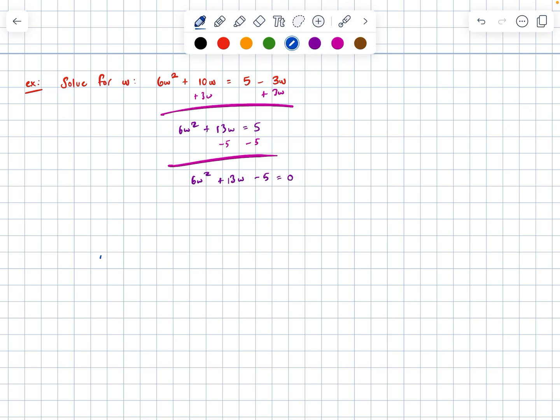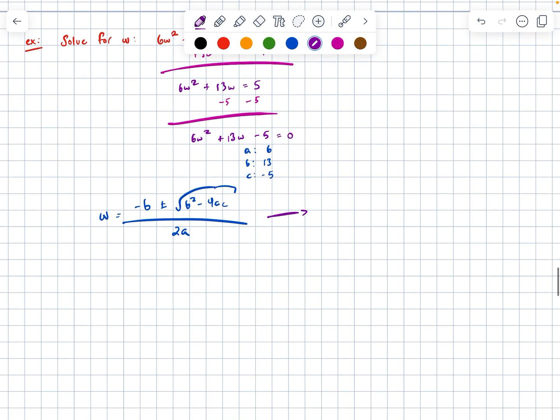Now, using my quadratic formula, this tells me that w should be equal to, once again, negative b plus or minus the square root of b squared minus 4ac all over 2a. In this equation here, I need to find my values of a, b, and c. At the front, my value of a is 6. In the middle, my b is 13. And c at the back is negative 5. Slotting everything into place, let's solve for w.